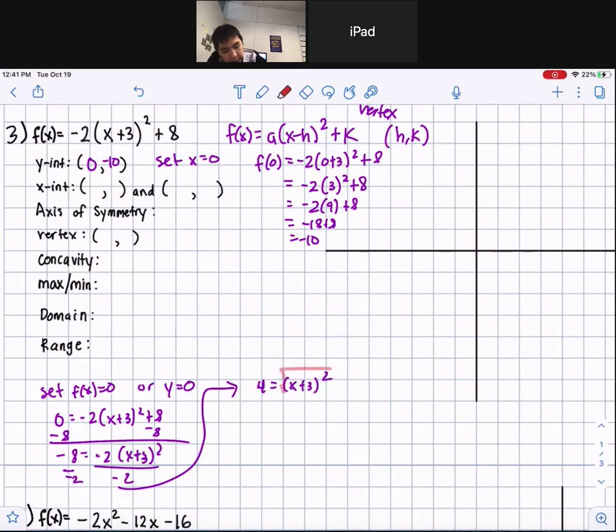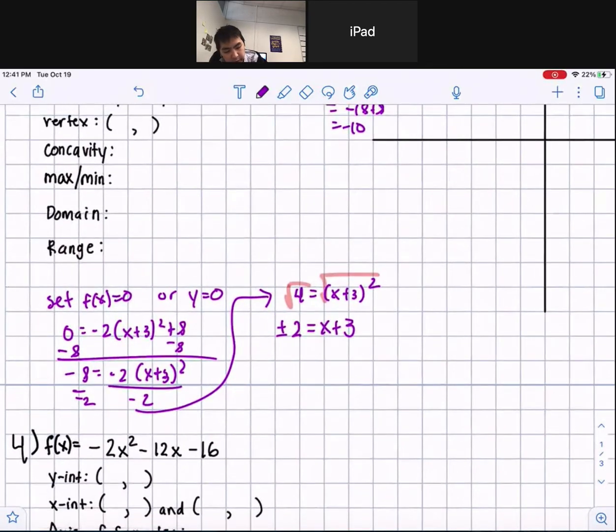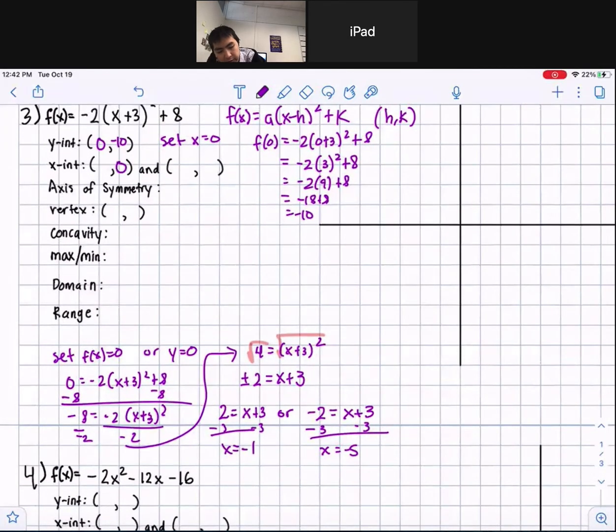Now from here, you gotta get rid of that second power, so you square root both sides. When you square root a number on the other side of the equal sign, you're going to get plus or minus. The only thing that changes will be this when you make your two equations. So 2 equals x plus 3, and -2 equals x plus 3. Only this number has a plus and a minus. Then you solve by subtracting 3 from both sides, and you get x equals -5 and x equals -1. So, again, for x-intercepts your y's are 0: (-1, 0) and (-5, 0).